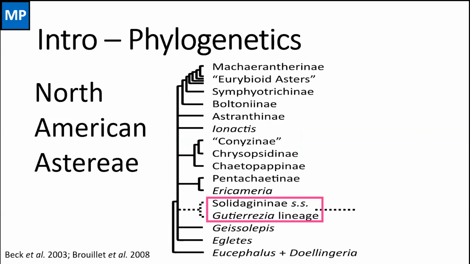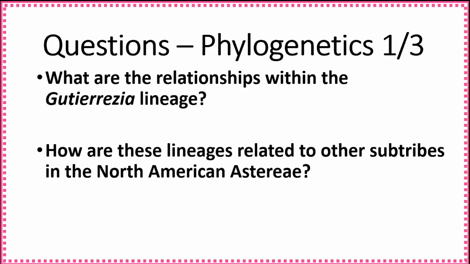And so we can see from just ITS-ETS, the entire North American Astereae is pretty poorly resolved. There's a very large polytomy here, where we're not sure how things are related to one another. And so I have sort of three sets of questions for the phylogenetics portion of my thesis, which is what are the relationships within that Gucci-Rezia lineage, and how is the G lineage and Solidago subtribe, how are those related to everything else within this North American Astereae clade?